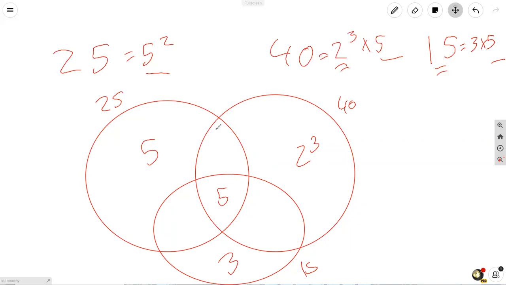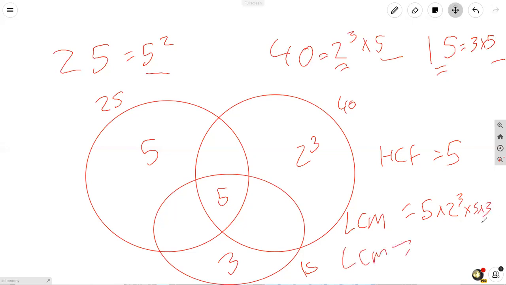Now, what's the highest common factor? The highest common factor is what they all have in common, which is the number 5. And the lowest common multiple is all the numbers multiplied by each other. So it's the 5 times by 2 to the power of 3 times by 5 times by 3. If you do this calculation, it gives you 600. Does everyone understand? Okay. The next one might be actually a bit more tricky.